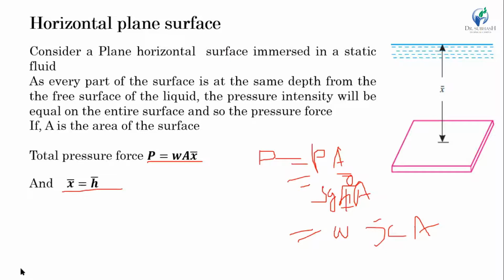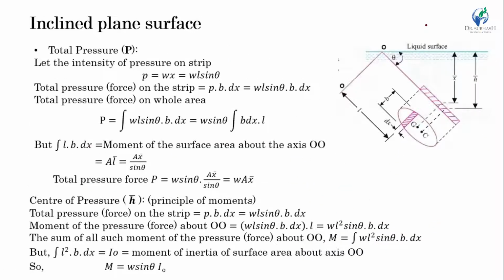Let's move on to another plane surface, which is the inclined plane surface. Then we will derive the equation of total pressure and center of pressure for the inclined plane surface. So let's first take the inclined plane surface. Here you can see an arbitrary shape of inclined plane surface, which makes an angle theta with the free surface of liquid.